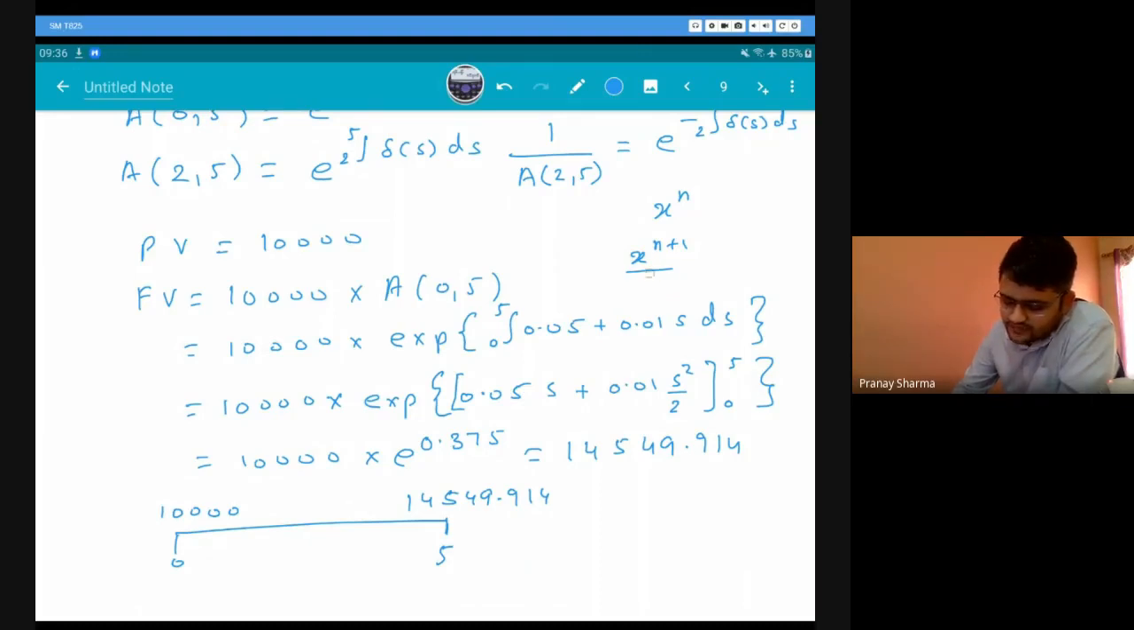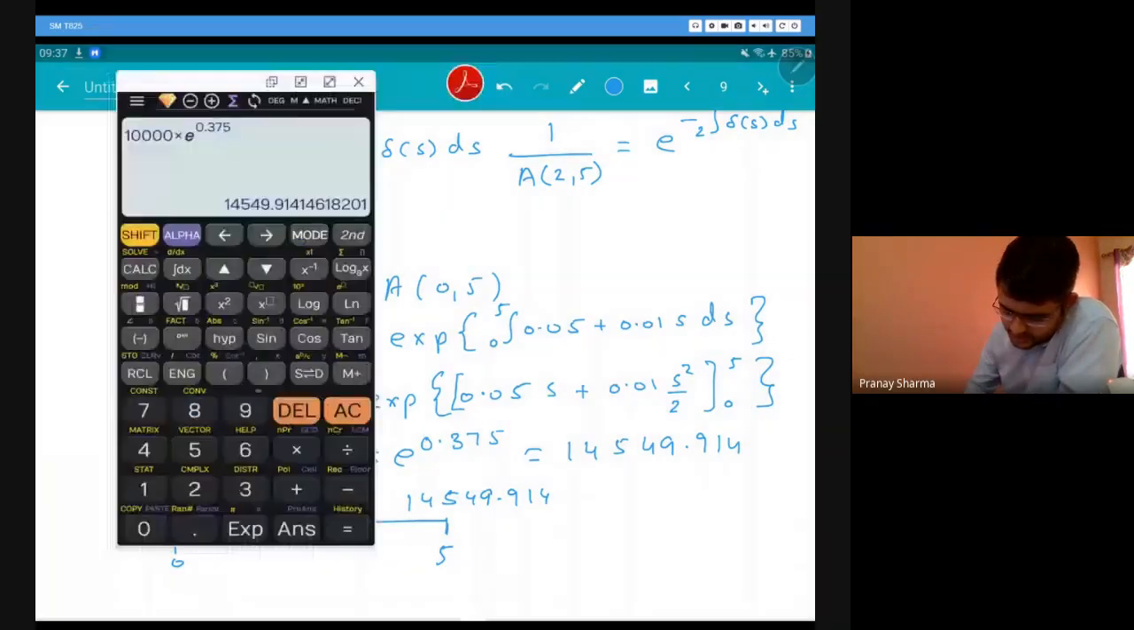So this, and then we'll be just putting our limits. First we'll put upper limit minus our lower limit. Lower limit is already 0. So on the calculator, I said I will substitute 5. So I'll have 0.05 into 5, in place of s, 5, and then plus 0.01 into 5 square, that was 25, divided by 2. Okay.